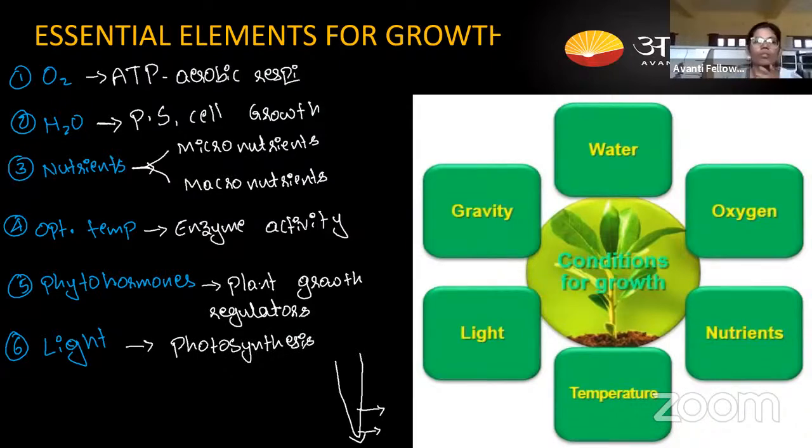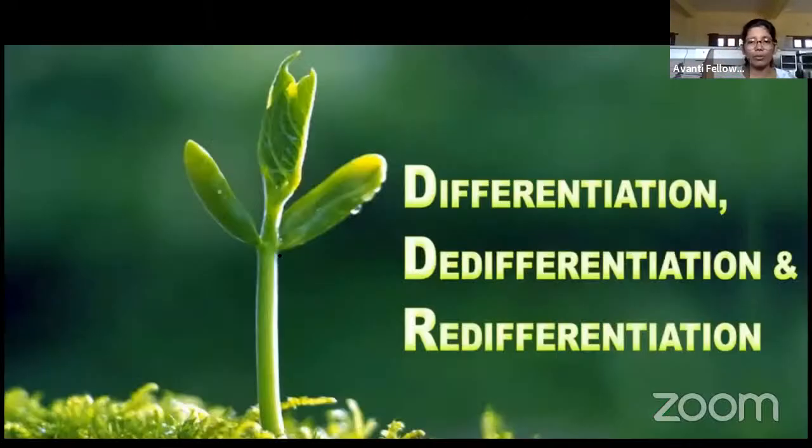Light is also essential for photosynthesis. So is it clear? These are all the essential elements which are required for plant growth. Out of those: oxygen, water, nutrients, optimum temperature, phytohormones, and light. These are all the essential and required conditions for plant growth.